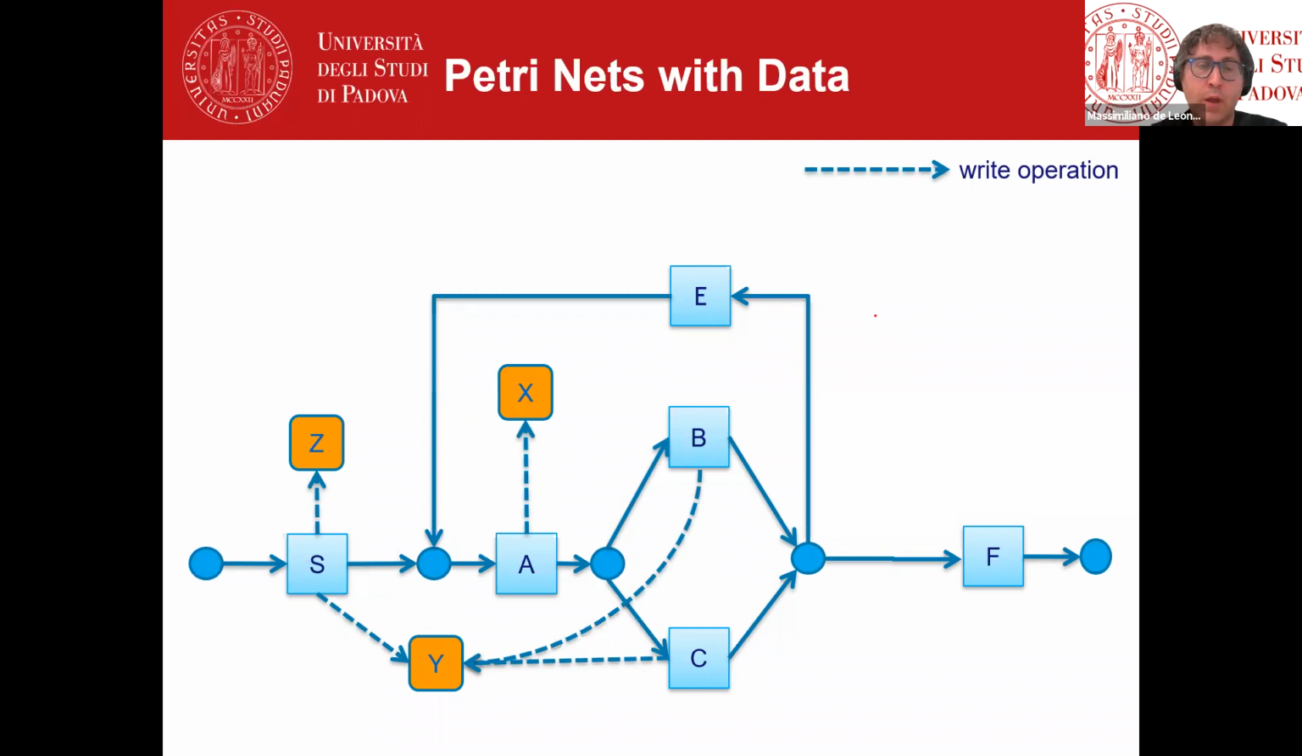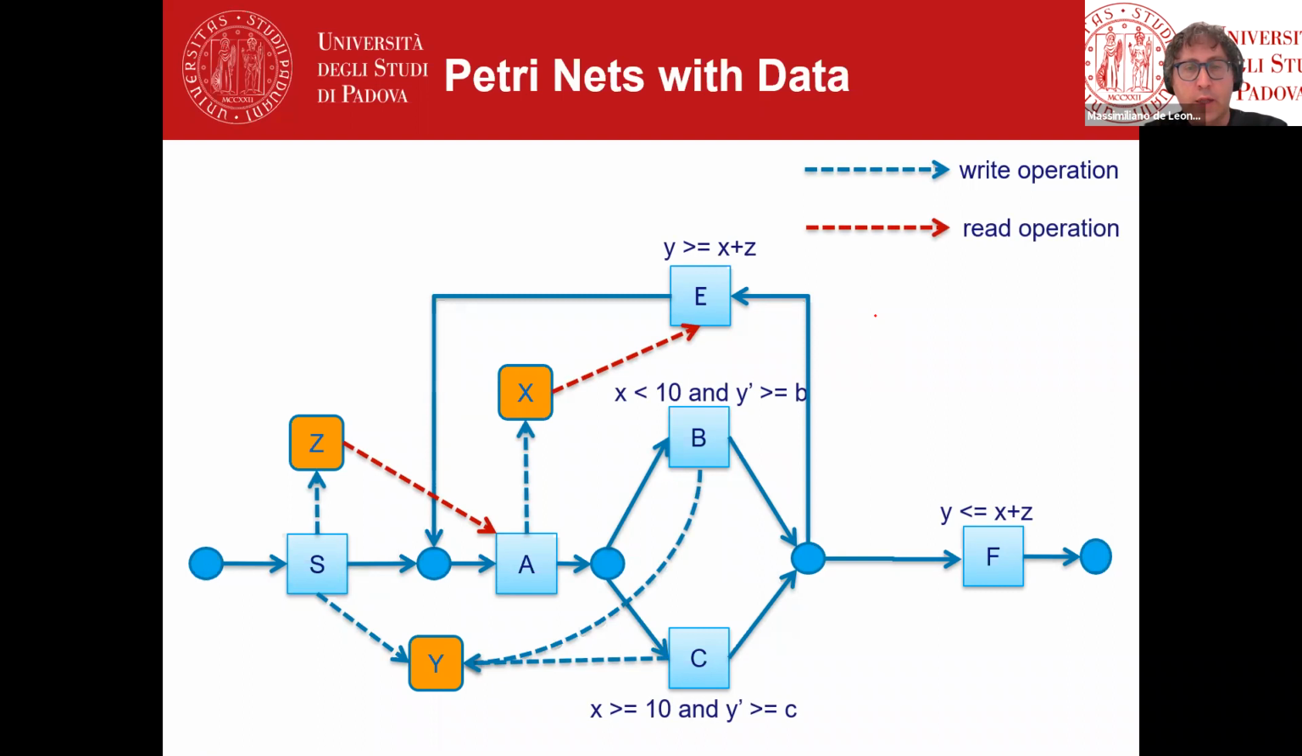And then there are guards attached to the transitions that need to be evaluated to true in order for the transition to fire. So for example, in order for B to be executed, I need to have, of course, a token here, but I also need to make sure that X has a value lower than 10. Some guards can talk about what I call primed variables, such as this Y prime. This is talking about the postconditions of the execution of the transition. So this means that before execution of B, X has to be lower than 10. And after execution of B, Y has to be larger than B.